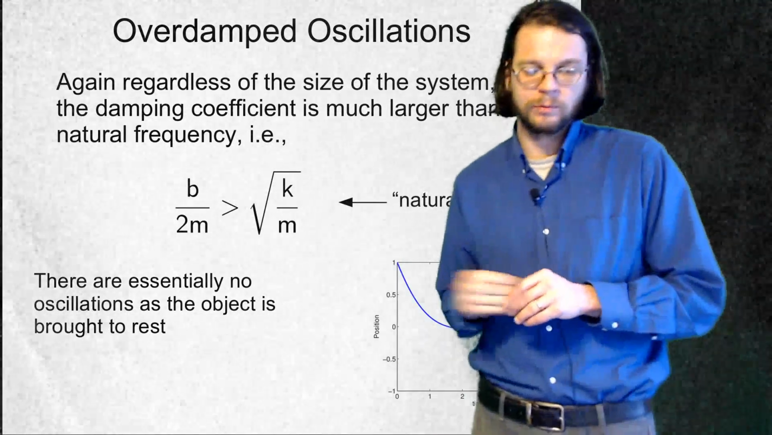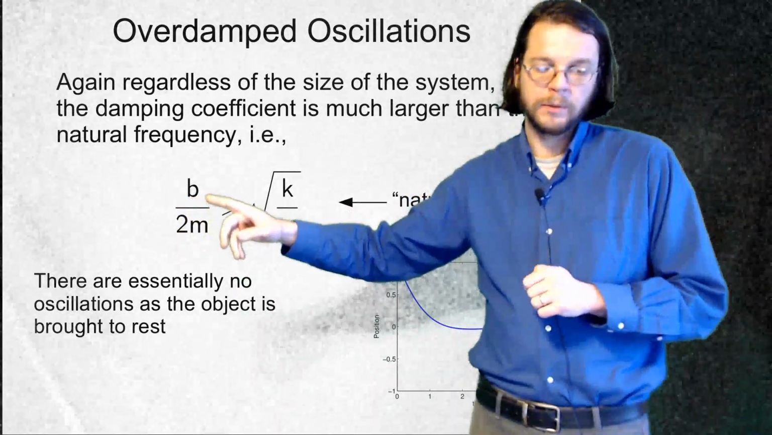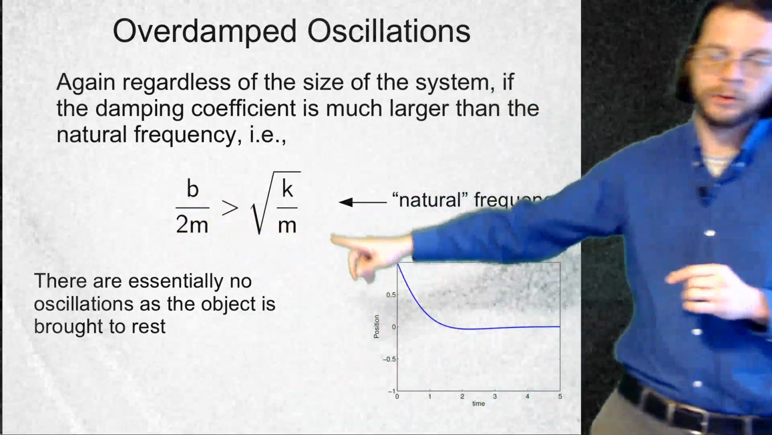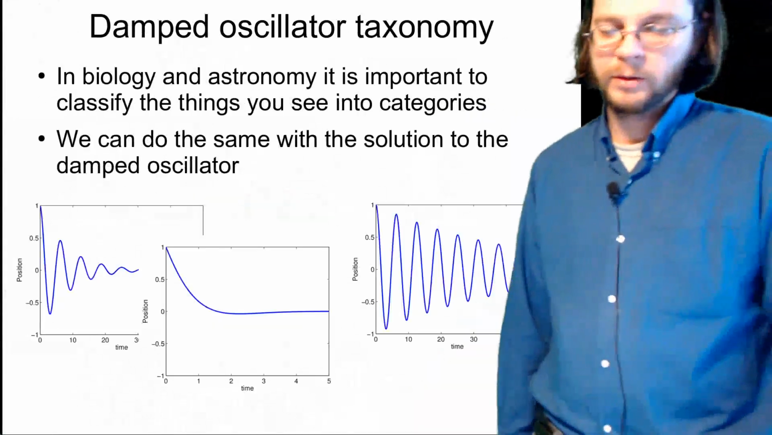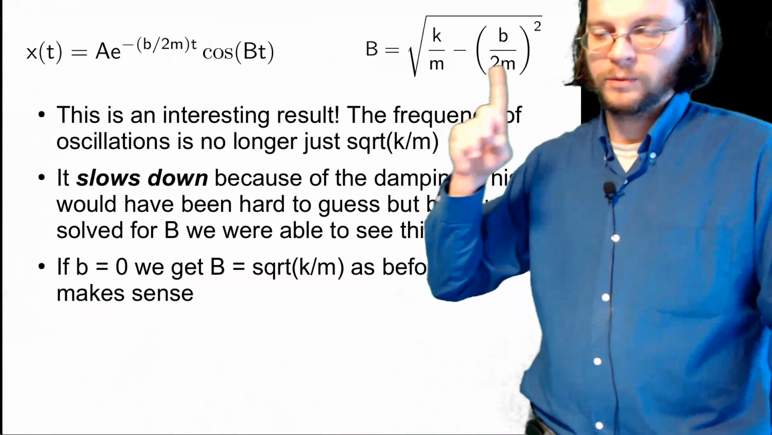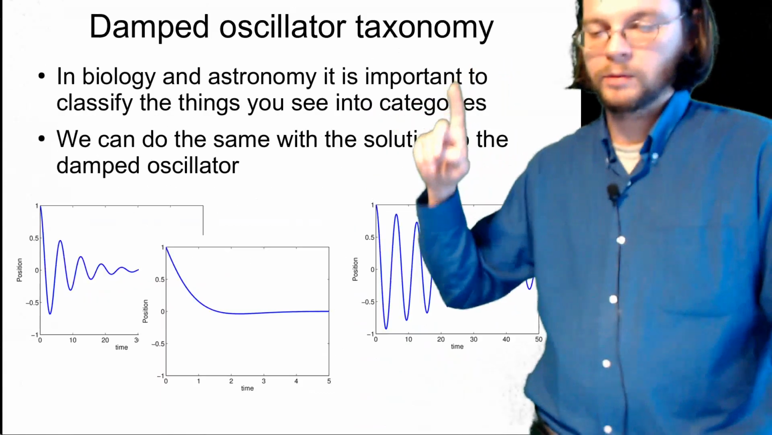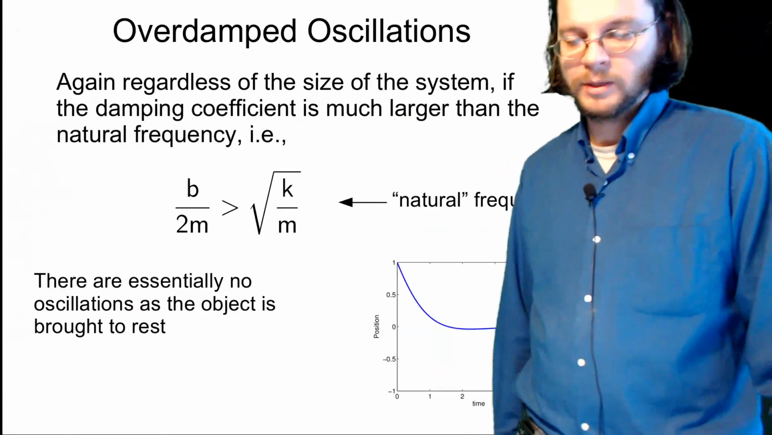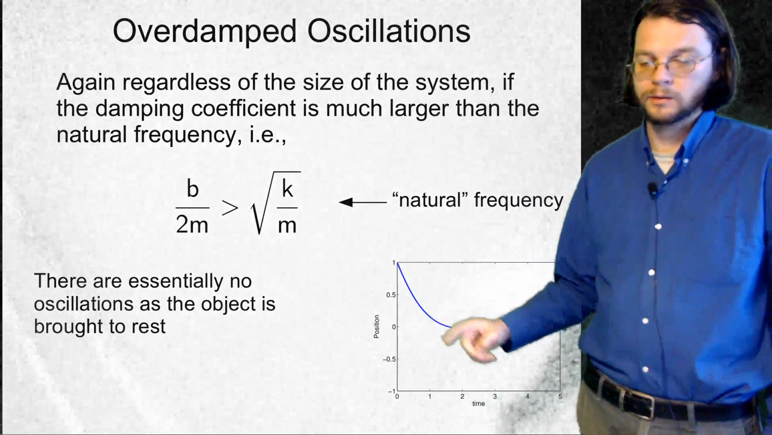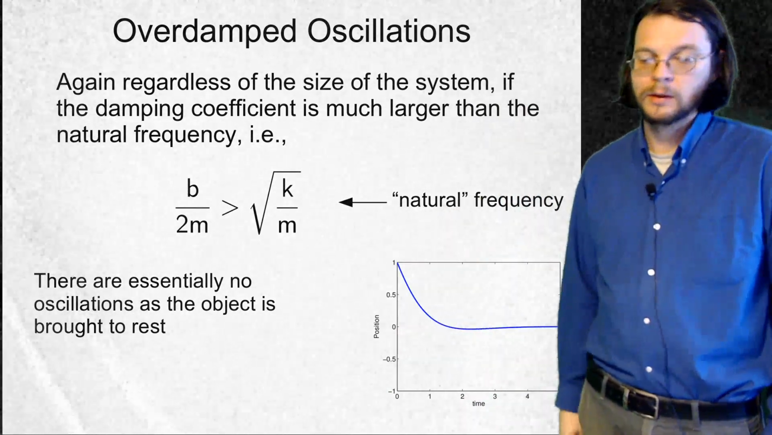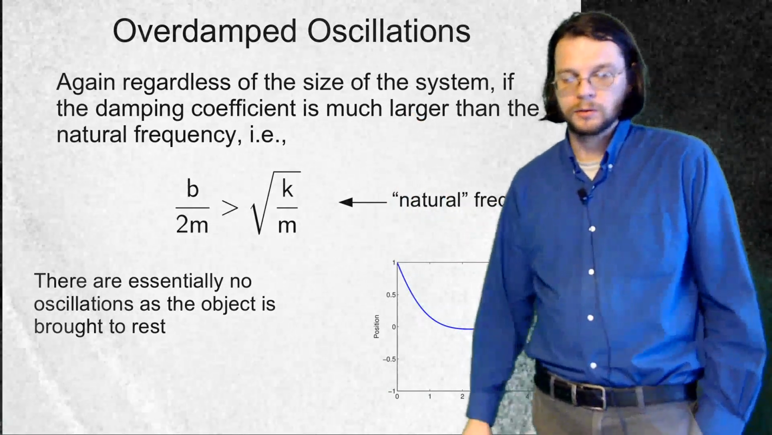However, if the damping, if this little b is large, then b over 2m might be much larger than the square root of k over m. So if this is really big, then you're not going to get the same kind of behavior out of this thing. Instead, you're going to end up with something that doesn't even really oscillate, or might oscillate once or something. So this is what's called overdamped oscillations.